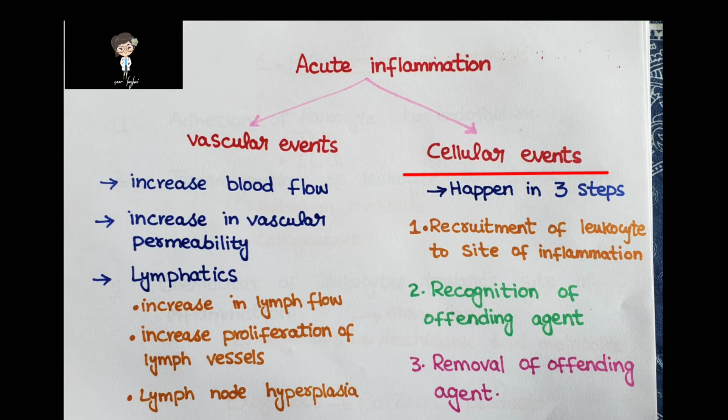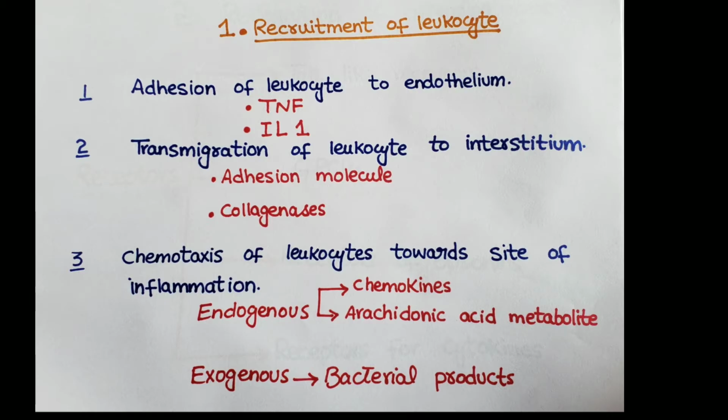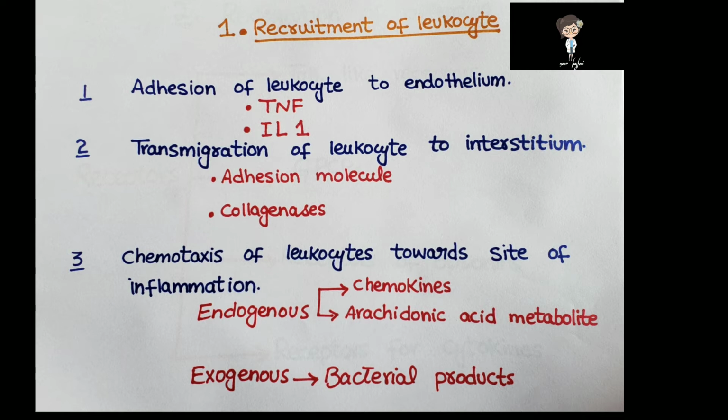Cellular events occur in three steps. First is recruitment of leukocytes to the site of inflammation, second is recognition of the offending agent, and third is removal of offending agents. First, let's discuss recruitment of leukocytes, which is further divided into three steps: adhesion of leukocytes to endothelium, transmigration of leukocytes to interstitium, and chemotaxis of leukocytes towards the site of inflammation.